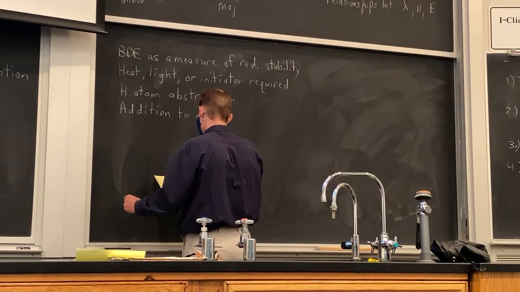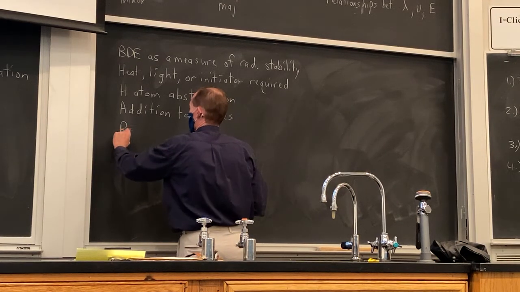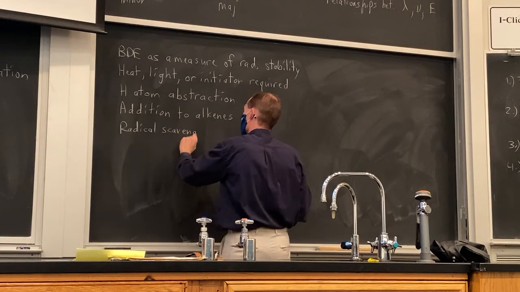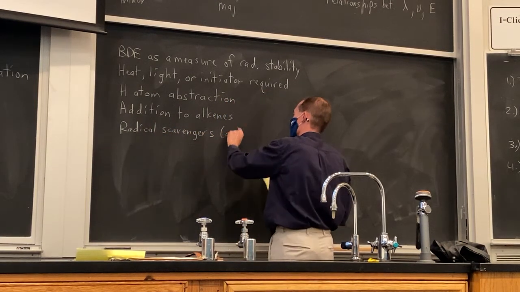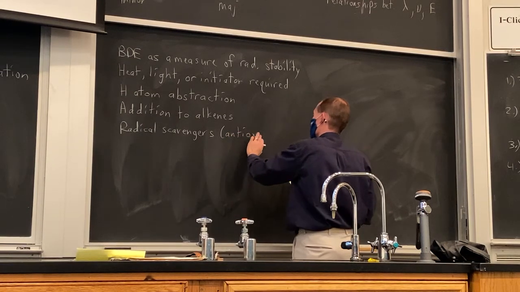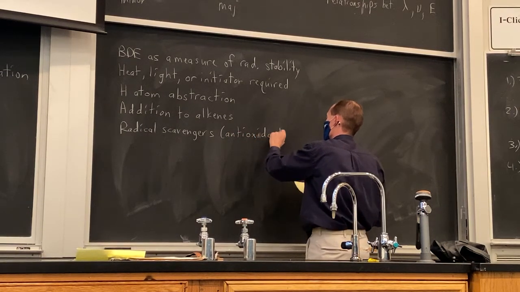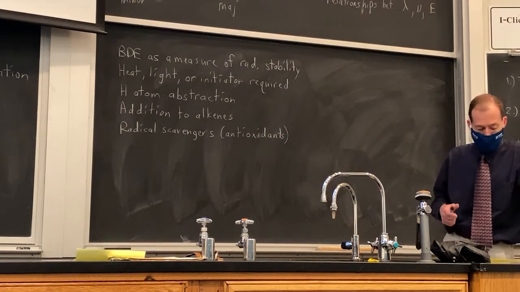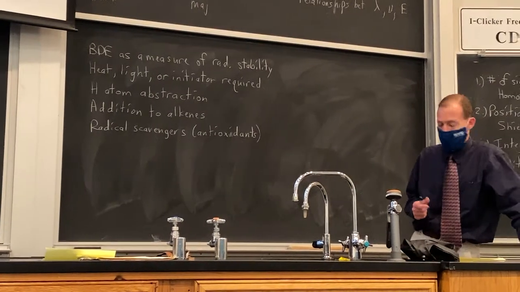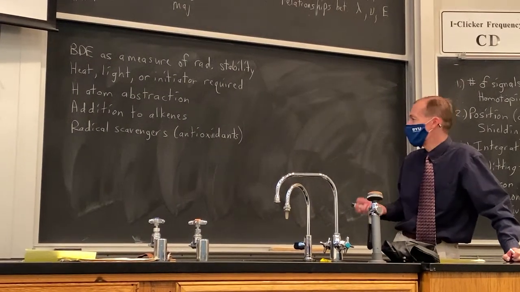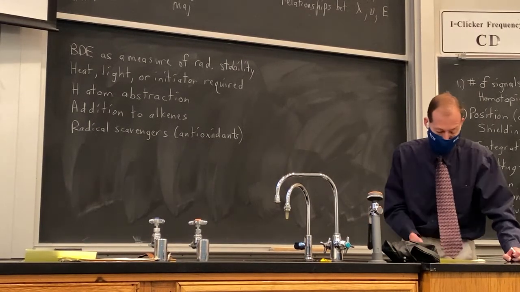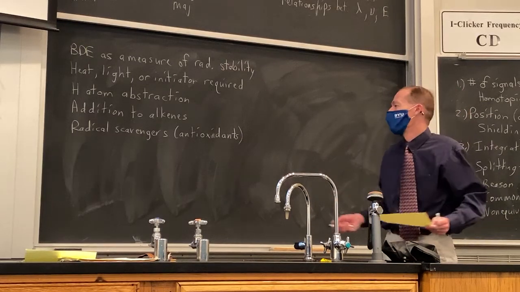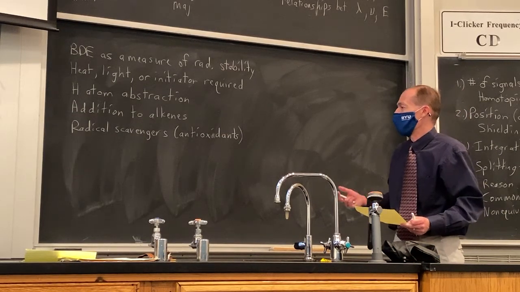And then we learned about radical scavengers, antioxidants, something we learned about later in the chapter. Those are radical scavengers. They will intercept a radical intermediate and form a more stable product. So oxygen, BHT, vitamin E fit in this category. And we later learned why those species inhibit radical reactions.